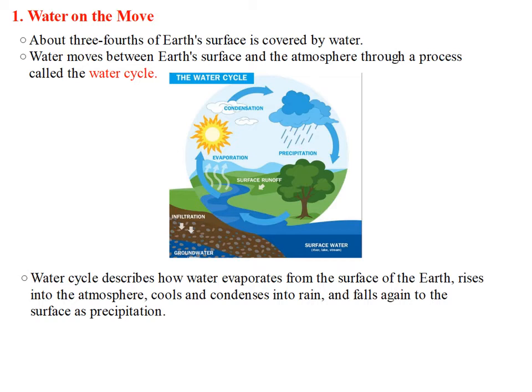How does water get from Earth's surface to the air and back again? It is through the water cycle. So, the water cycle describes how water evaporates from the surface of the earth, rises into the atmosphere, cools and condenses into rain, and falls again to the surface as precipitation.